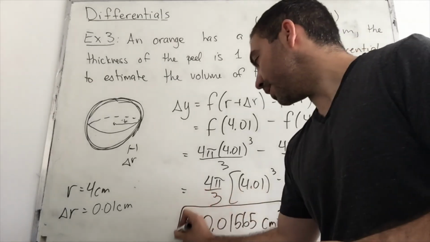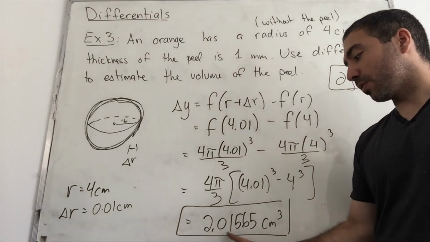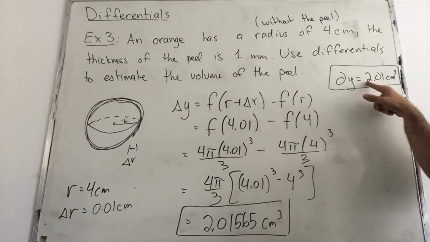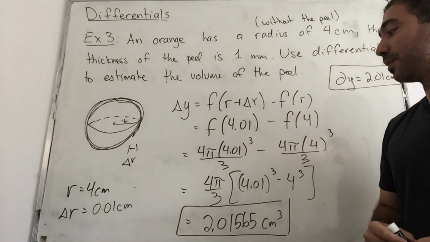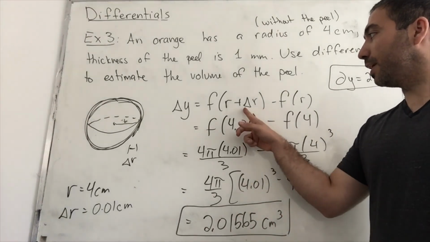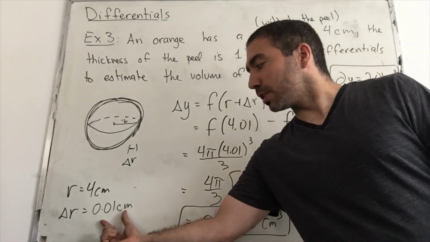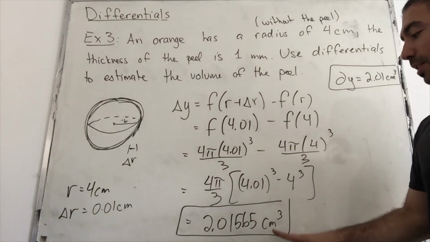So this is the actual volume of the peel of the orange, 2.01565, whereas when we used the differential, our estimation was about 2.01, and that's a very close and good estimate. Notice that here delta r was just 0.01 centimeter, which is really close. So the closer this is to 0, the more accurate our answer is going to be. And as you can see, compared to the other example, this is a way better comparison and estimation.